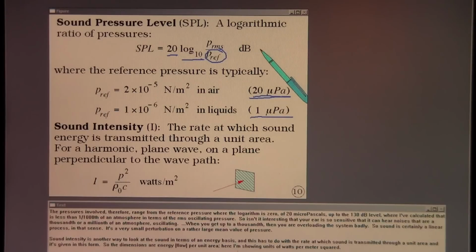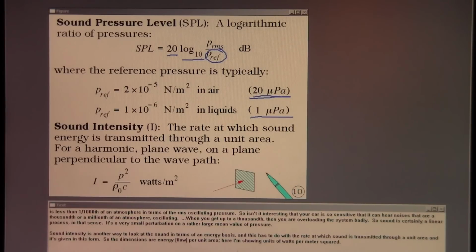Sound intensity is another way to look at the sound in terms of an energy basis, and this has to do with the rate at which sound is transmitted through a unit area, and it's given in this form. So the dimensions are energy per unit area. Here I'm showing units of watts per meter squared.